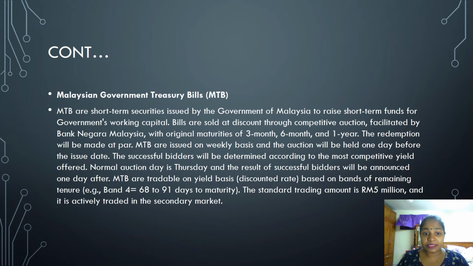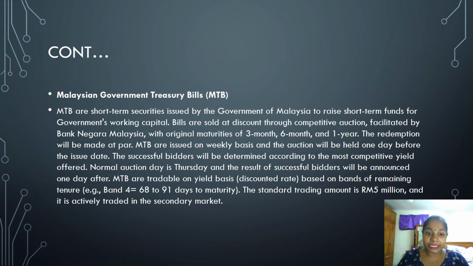Malaysian treasury bills are issued on a weekly basis and the auction will be held one day before the issue date. The successful bidders will be determined according to the most competitive yield offered. The normal auction day is Thursday and the results of successful bidders will be announced one day after.